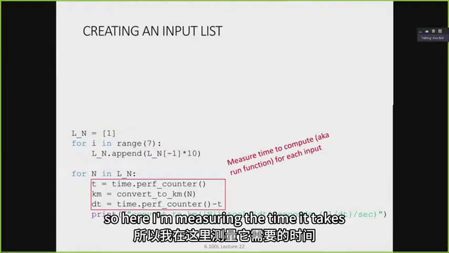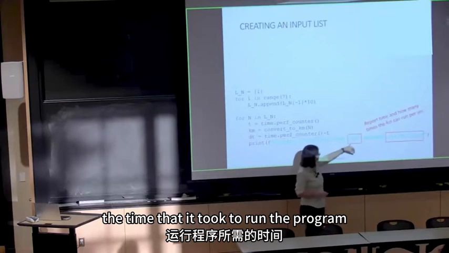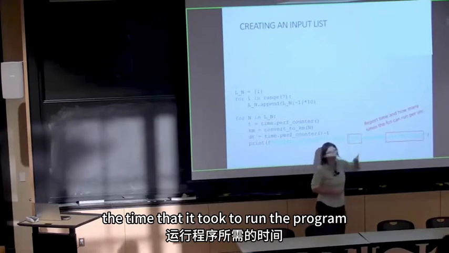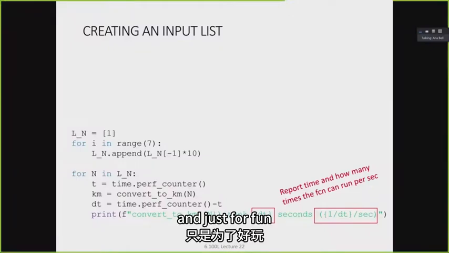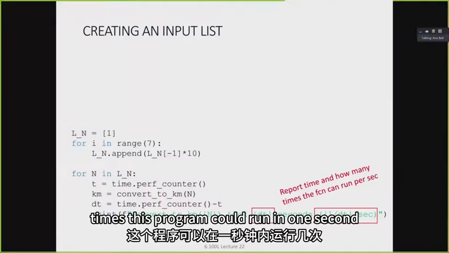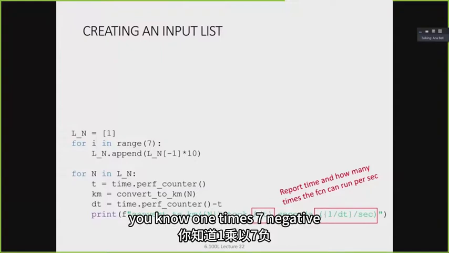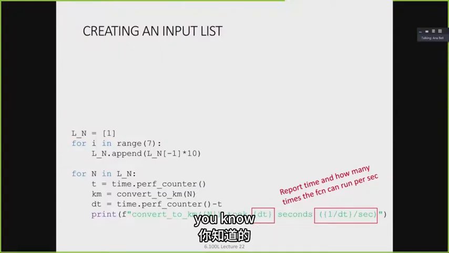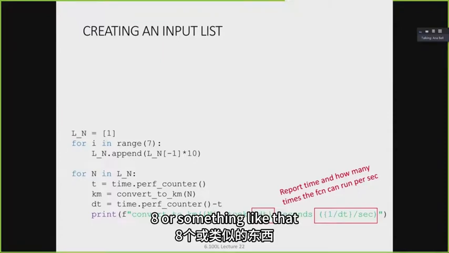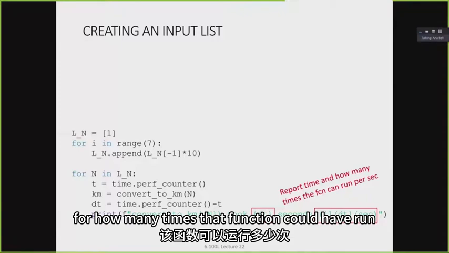So here I'm measuring the time it takes, and then I'm going to report the time that it took to run the program. And just for fun, I'm also going to report how many times this program could run in 1 second. Because for me, it was a little bit hard to read 1 times 10 to the negative 8 or something like that. But it was a lot easier for me to see this big number for how many times that function could have run in 1 second.